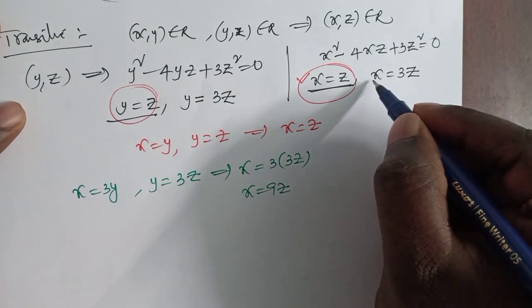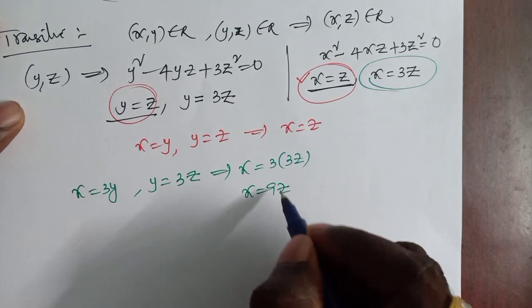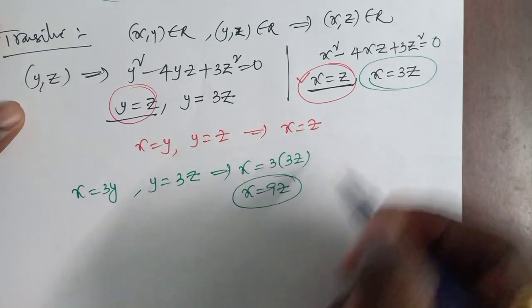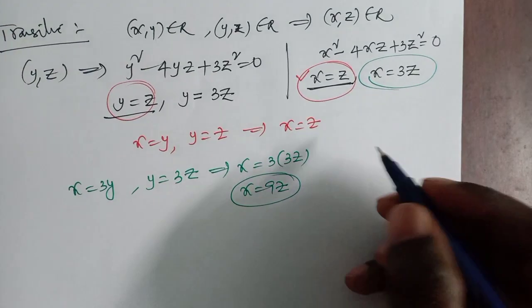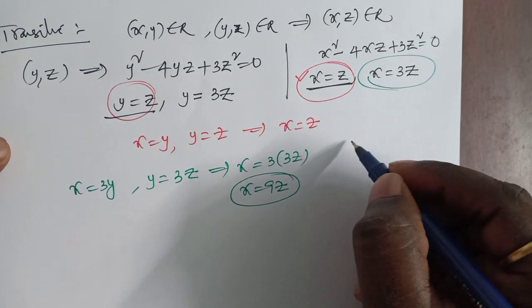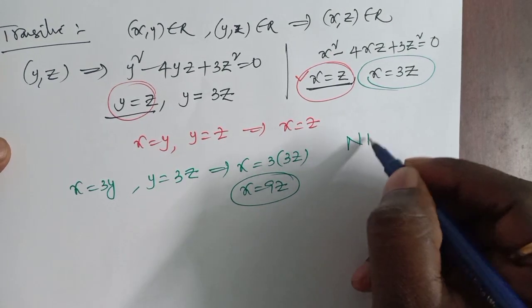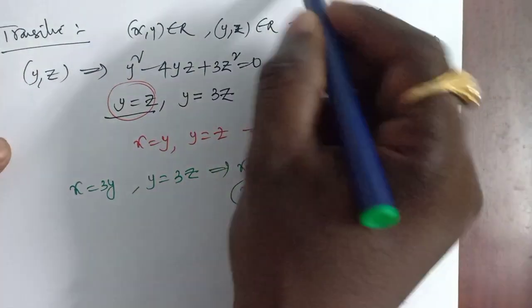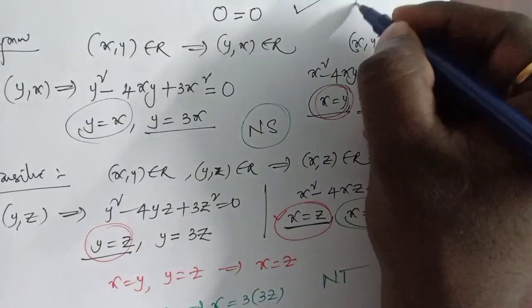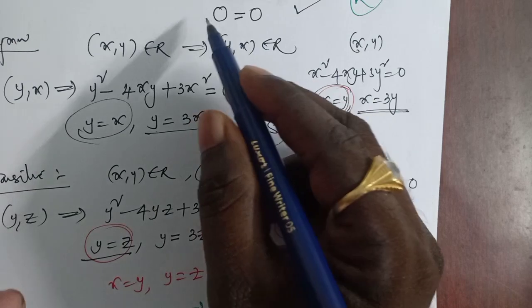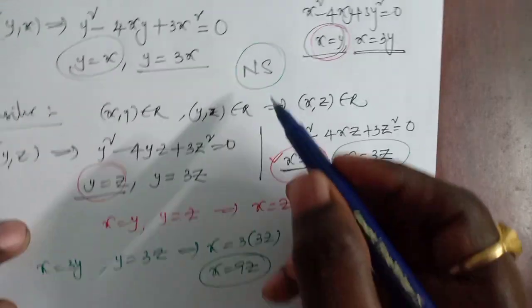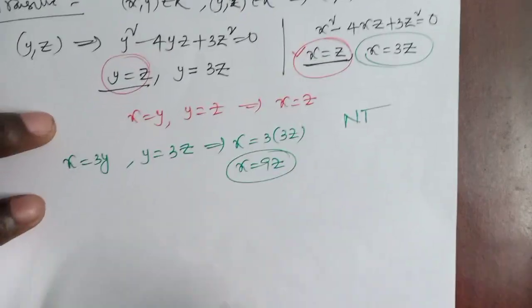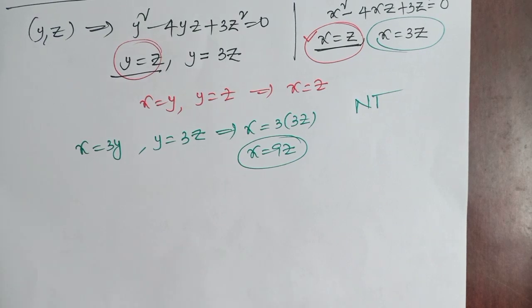But here what is x? It is 3z. But what we have is 9z. So both are not equal. That's why it does not satisfy transitive. So clearly it is not transitive. So it is reflexive. Why? Because it satisfies the ordered pair (x, y), but it is not symmetric and not transitive. Clearly reflexive, but not symmetric and not transitive.